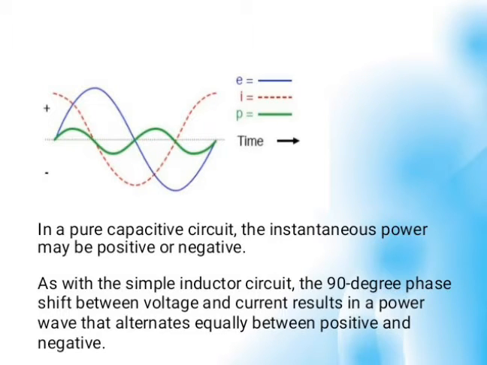As you might have guessed, the same unusual power wave that we saw with a simple inductor circuit is present in a simple capacitor circuit too. In a pure capacitive circuit, the instantaneous power may be positive or negative. As with the simple inductor circuit, the 90-degree phase shift between voltage and current results in a power wave that alternates equally between positive and negative. So this means that a capacitor does not dissipate power as it reacts against change in voltage. It merely absorbs and releases power alternately.